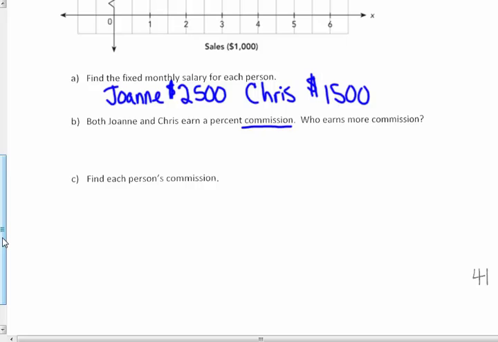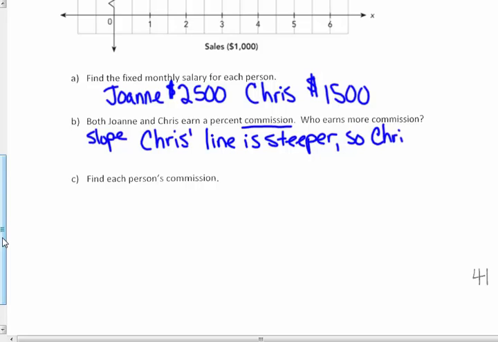So since that commission is the slope, Chris's line is steeper, so he must have a higher rate of commission. So Chris, he or she, earns a higher rate of commission.